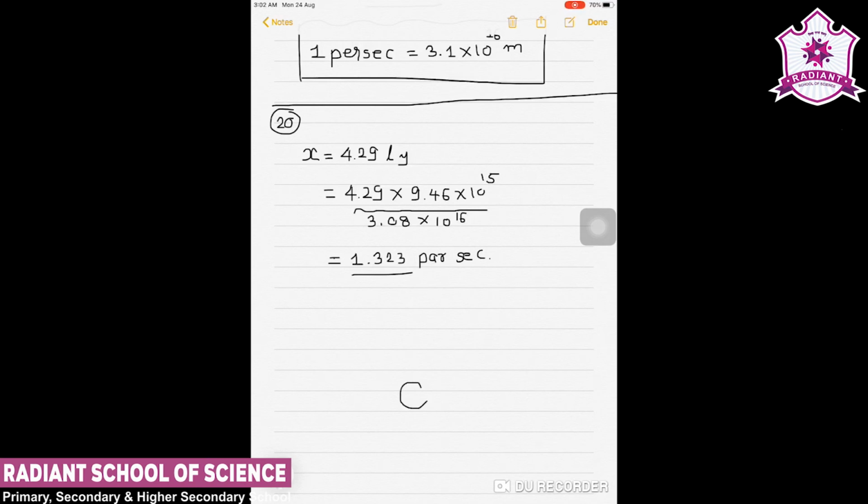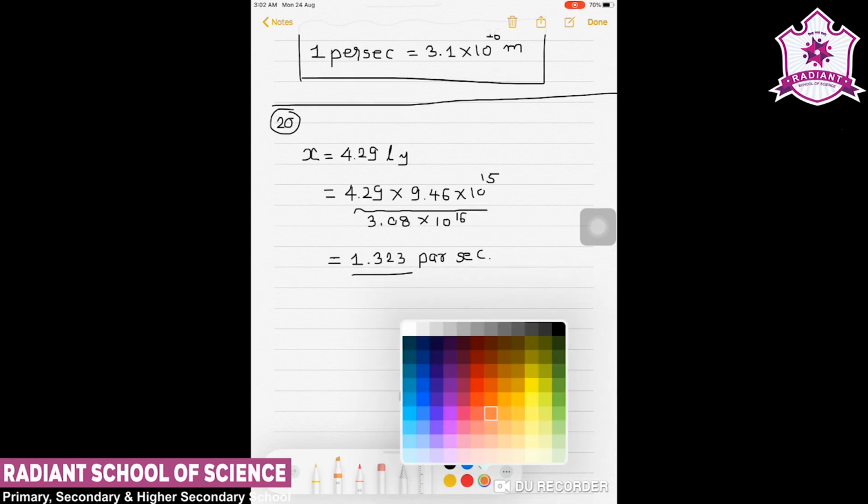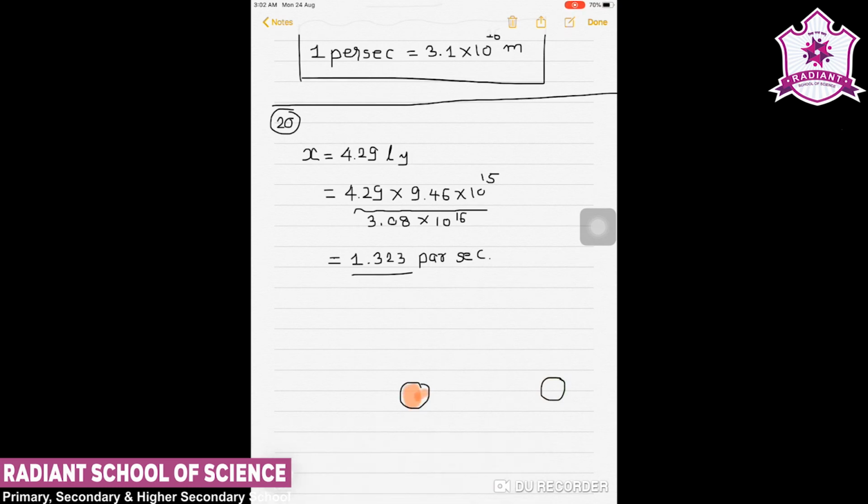Suppose this is the sun, and suppose this is earth. Say this is sun, it is filled with orange color. Say this is earth, it is filled with blue color. Now in a 6 month span it would cover like this.